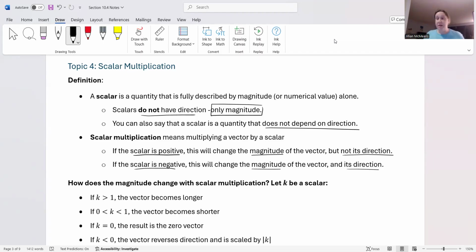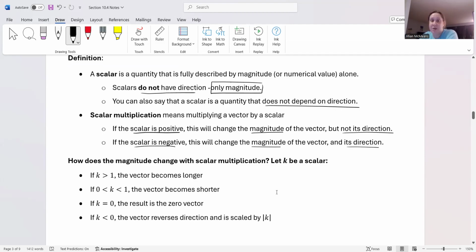Okay, now when you take a scalar and you multiply it by a vector, the result is still a vector. Now, I kind of wish I had just done this second part because everything at the top is written out again at the bottom, so it feels a little redundant.